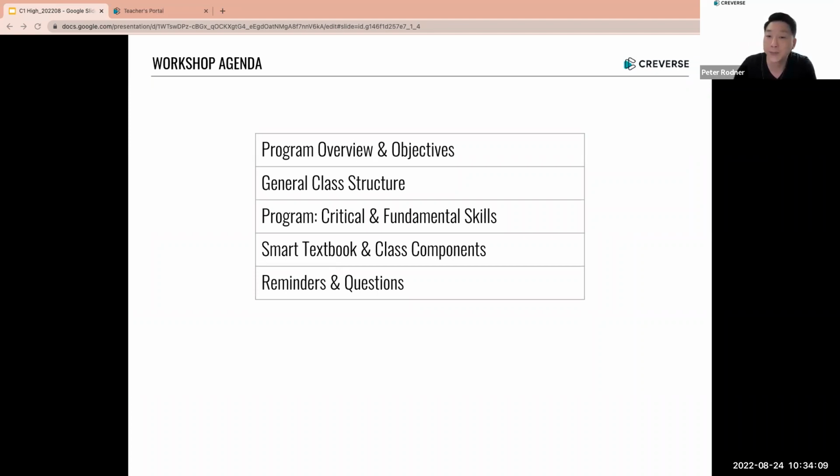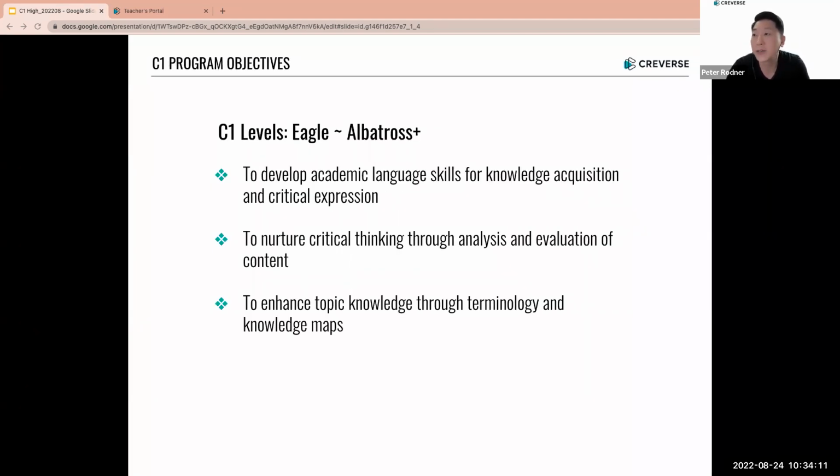So let's get started. The C1 levels, again, are Eagle, Alba, and Albatross Plus. They're basically the highest levels. For these levels, keep in mind that you're also going to be conducting the IBT TOEFL for the achievement test, which is different from the other students, where you're teaching the TOEFL Junior. The IBT TOEFL is more of an academic-based test. It's also going to be a lot more difficult, especially if you have students in the Eagle level. The whole test and the level of work is going to be a lot higher, and you're going to need to work with them a little bit more.